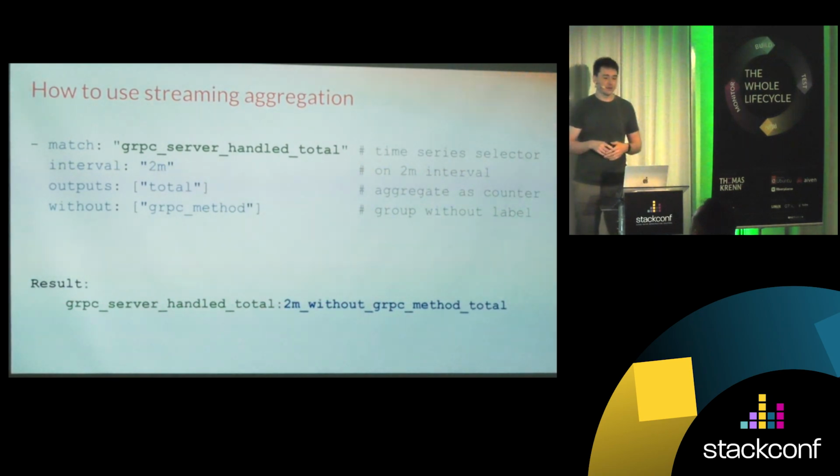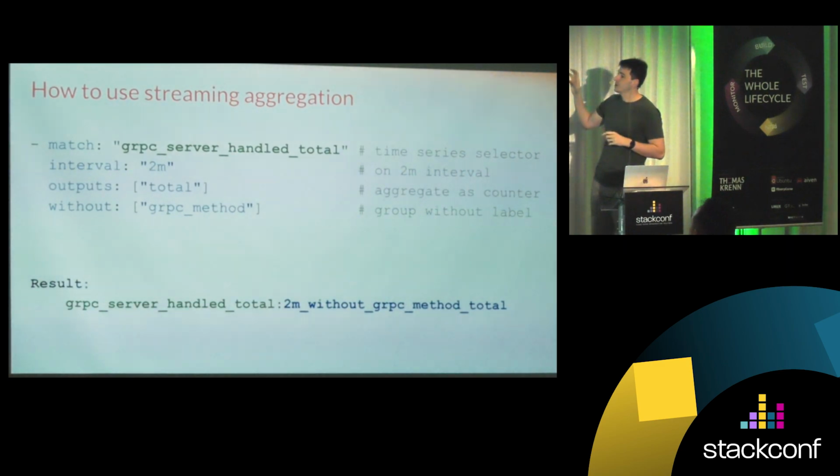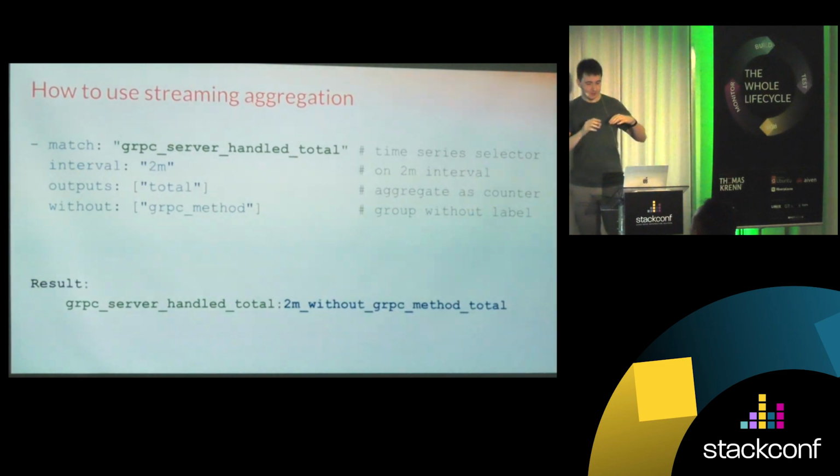In VM Agent configuration, we can define a streaming aggregation config. We can specify which metrics we want to match. We can use metric name, we can use any time series selector with regexps. We can use lists here, so you can actually select anything you want here. We define time interval on which we want to do this aggregation. Output total means we are working with counters, and without means we do this aggregation without this label. So it's similar to sum gRPC servers without gRPC method. So just drop out this label, but we will still keep all the increases of the counters.